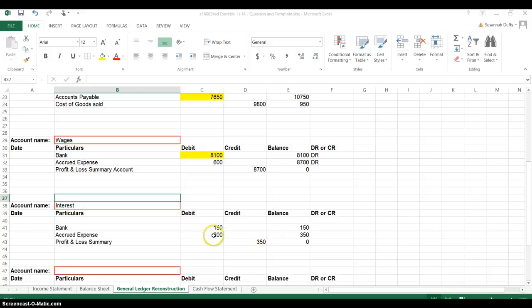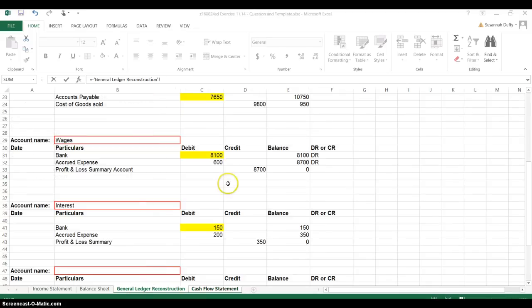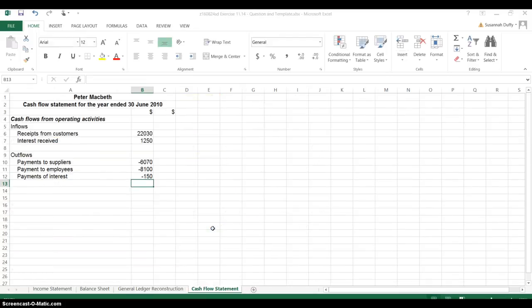Then the accrued expense was $200. So we worked our way back to find that $150 was what we actually paid in interest in that financial period. So this $150 is the amount that we're going to put into our cash flow statement. So we'll have equals and negative, pick that up from the general ledger reconstruction.